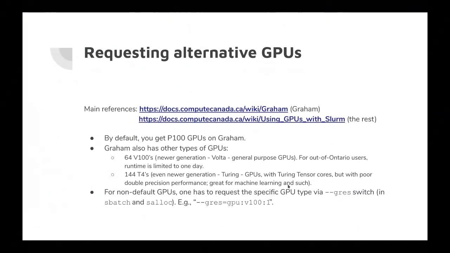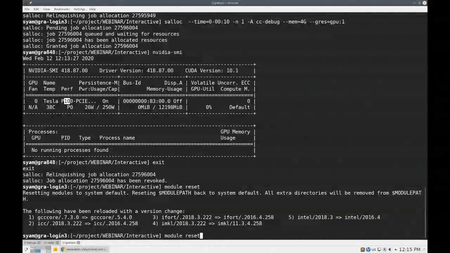So how does one gain access to non-default GPUs? The same GRES command I showed you just a minute ago. The only thing you have to add is the flavor of GPU you're asking for. So let me demonstrate that. I just did this command. Either inside salloc or inside your sbatch job script, you just have to add, let's say we want to have access to V100, so we add V100 with a colon.